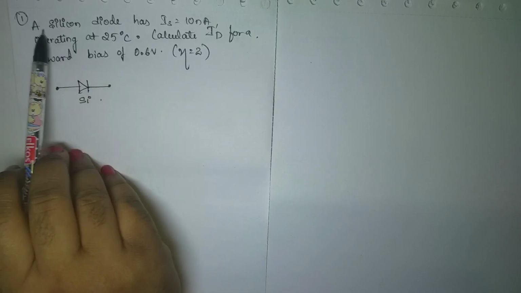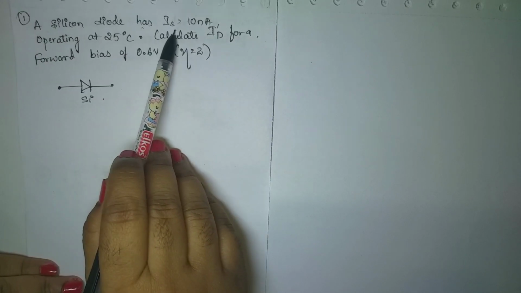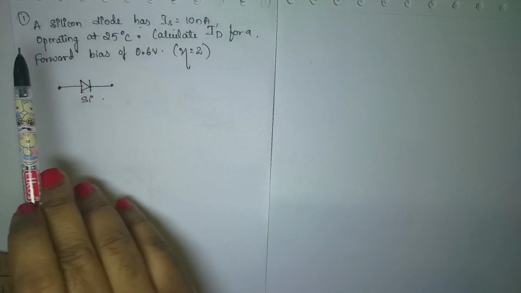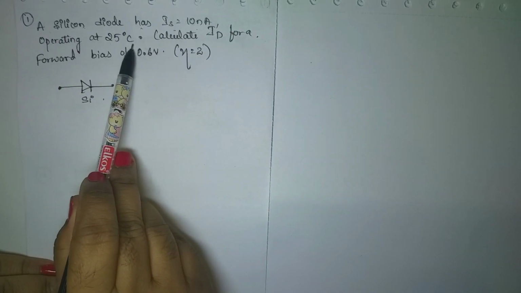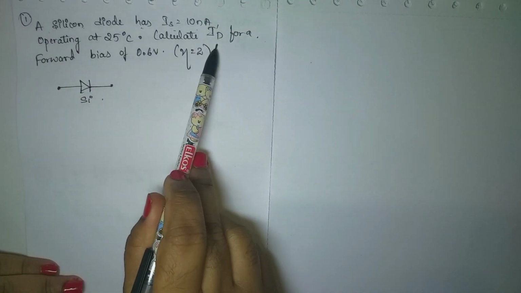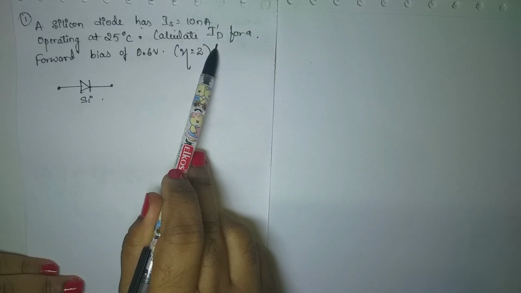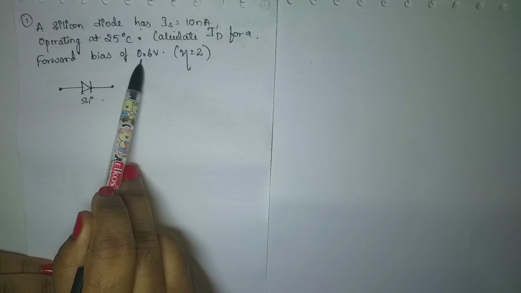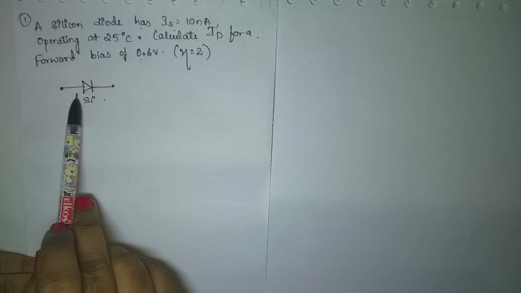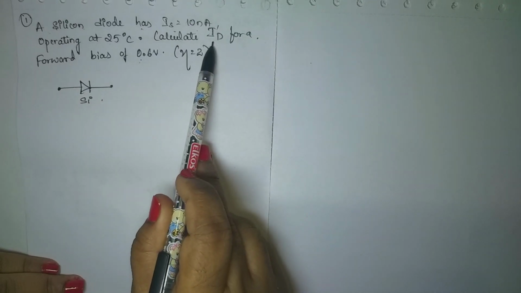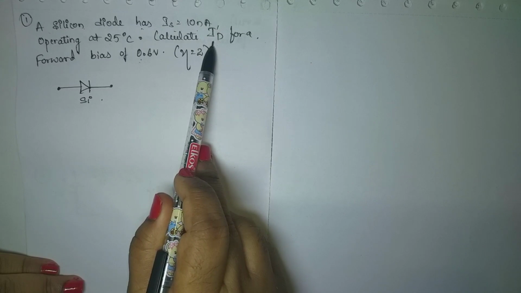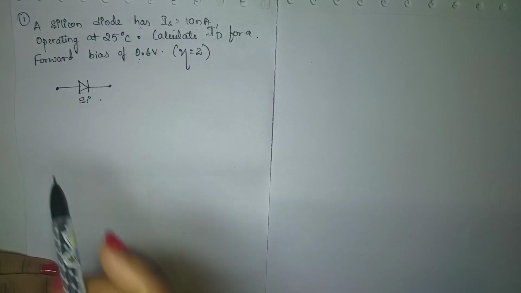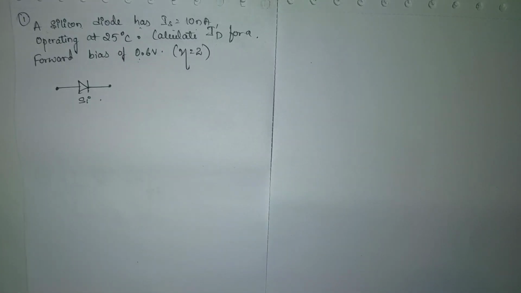The first one is: a silicon diode has IS, that is reverse saturation current, of 10 nanoamps operating at 25 degrees centigrade. Calculate ID. What is ID? ID is the diode current for a forward bias of 0.6 volts. That is, you are applying 0.6 volt to a silicon diode and you need to find the current ID if the saturation current is 10 nanoamps. So let us start the calculation.